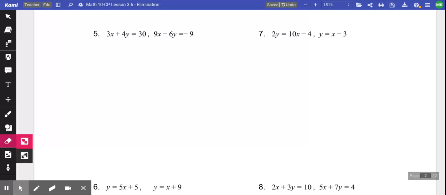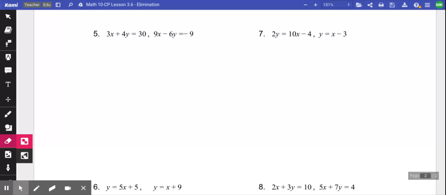So looking at your numbers, is it possible for me to multiply 4 to become 6? No. But could I multiply 3 to become 9? Yes. So what do I need to do to this first equation so my x's will match? Times by 3. Bingo. Multiply everything by 3.